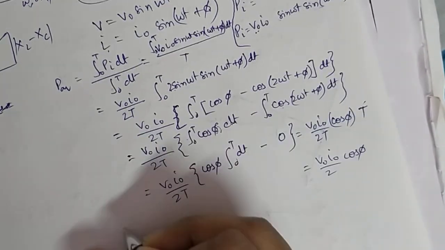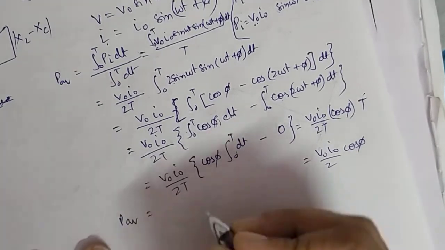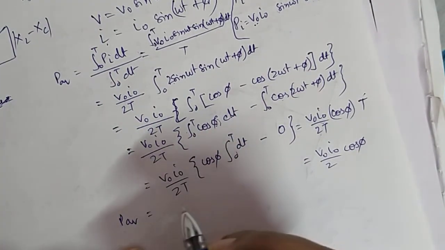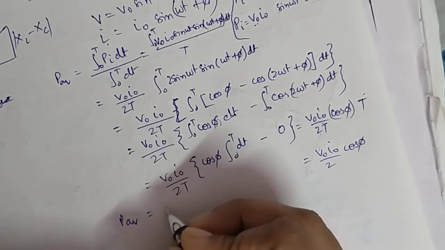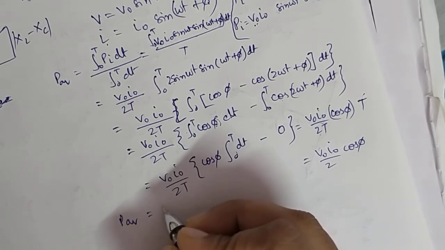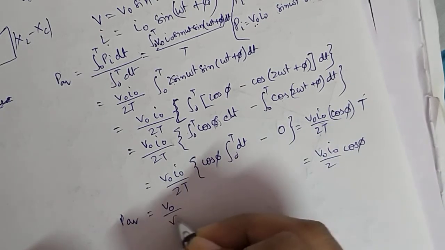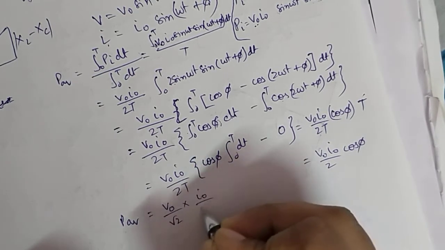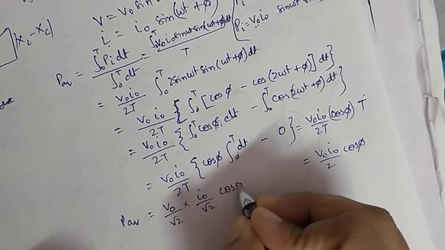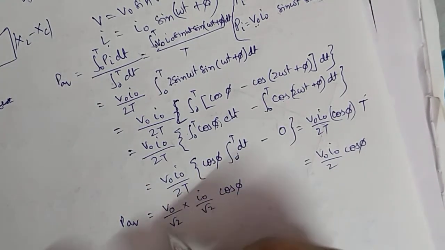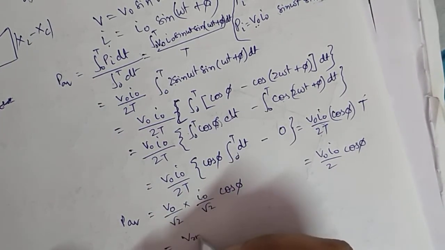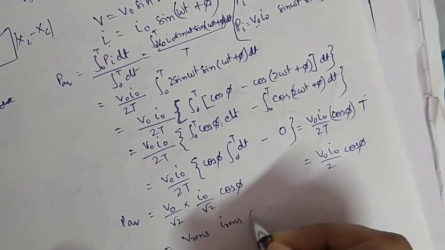Now for P average, if you remember, I told you no matter what kind of circuit it is, the RMS value of voltage will be V0 by root 2, and the RMS value of current is I0 by root 2. This 2 I can write as root 2 into root 2, so V0 by root 2 is VRMS, I0 by root 2 is IRMS, and this is cos phi.